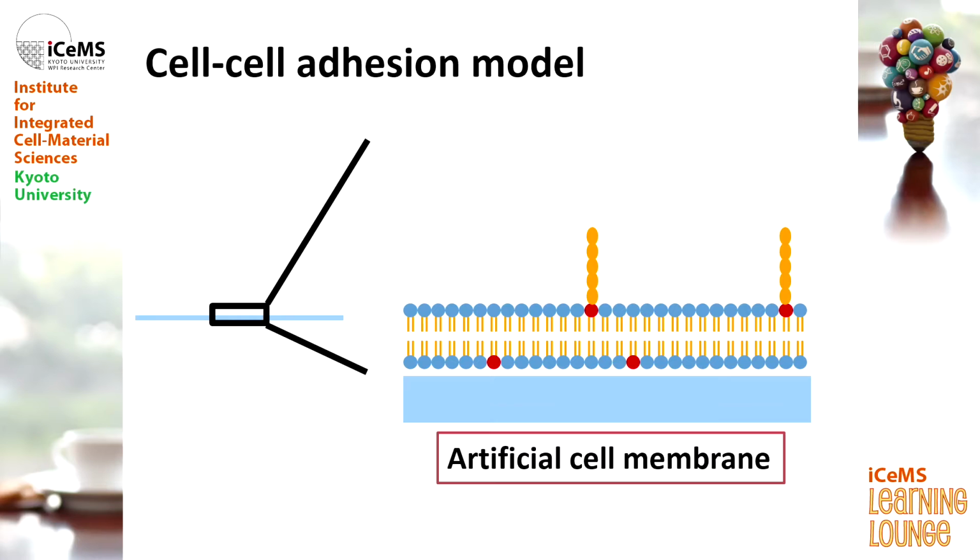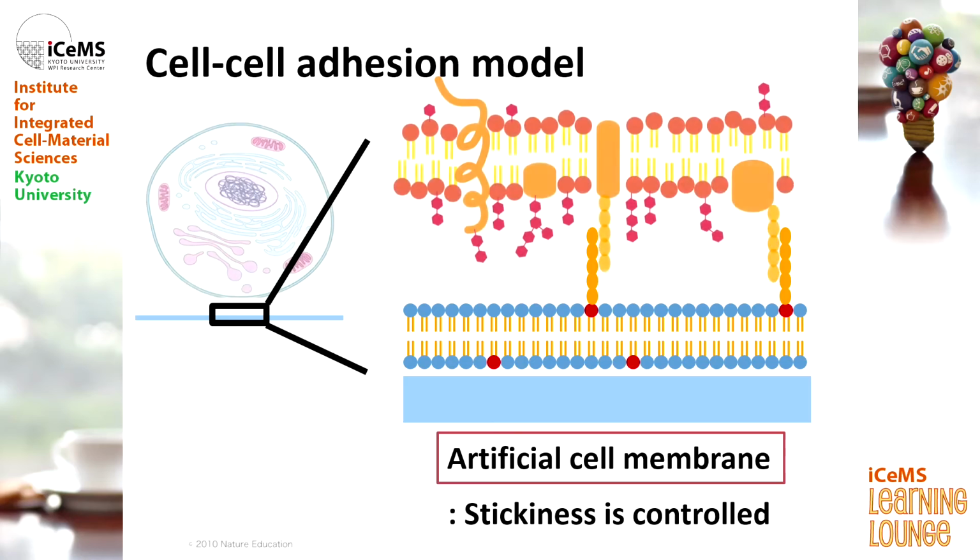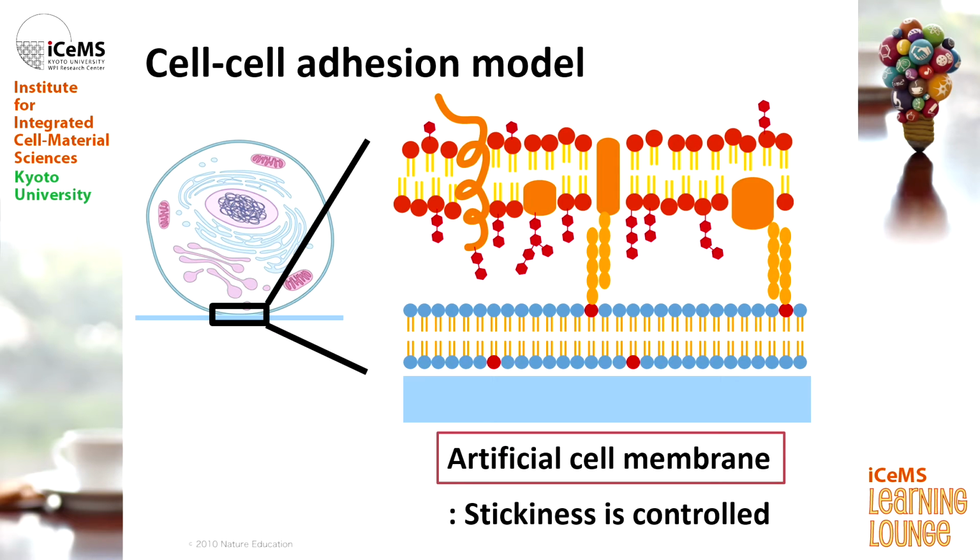So for this purpose, instead of using real cell-cell contact, we use a so-called artificial cell membrane. This is something that you can really easily prepare in the lab. And the advantage of this artificial cell membrane is that you can tune the molecular composition as you want, and you can use the adhesion molecules as you want. So the stickiness of this artificial cell membrane is fully controllable. So by putting cells on it, it's quite similar to real cell-cell contact, but you have the control on one side in terms of adhesion.